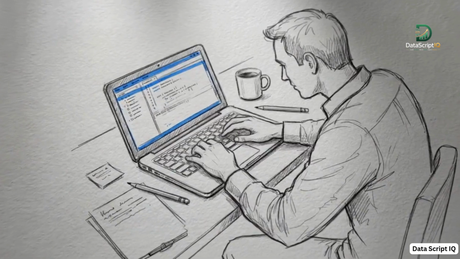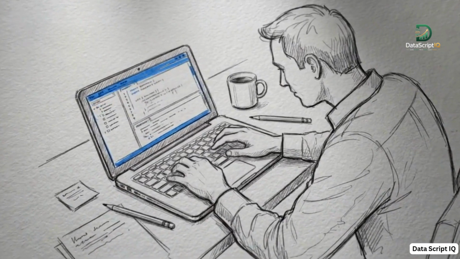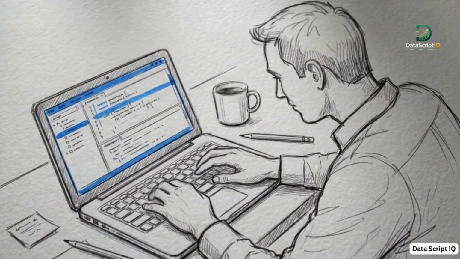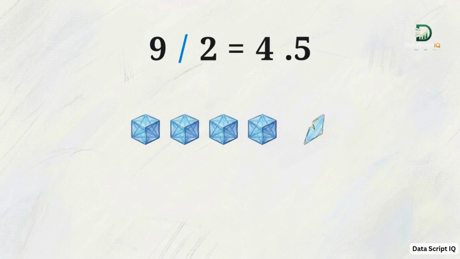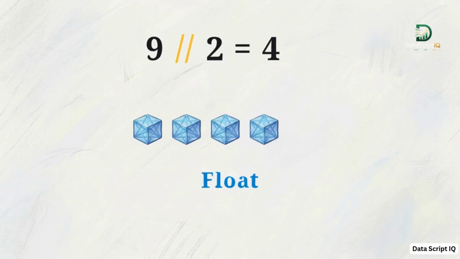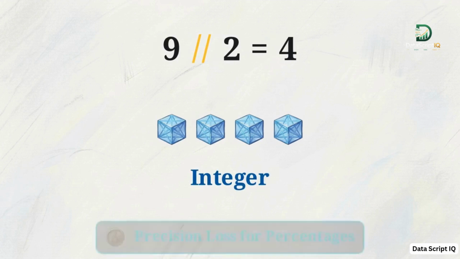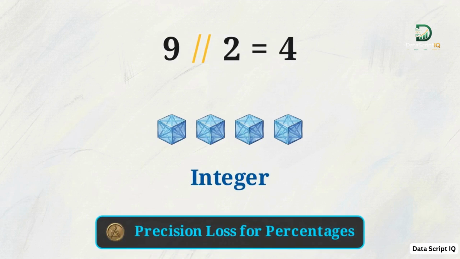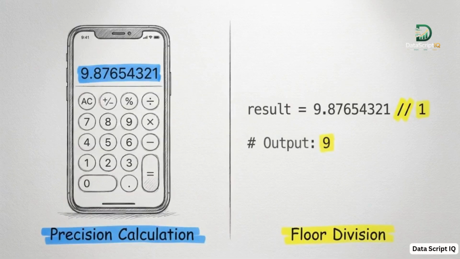With our variables set, we can calculate the average lesson duration and the course completion percentage using standard division. Standard division uses a single forward slash. Dividing 9 by 2 returns 4.5, which is always a float. But a double slash for floor division removes the decimal, rounding down to 4. This loses precision if used for percentages. Getting the division operator right is the first step in ensuring your script's logic matches your actual requirements.